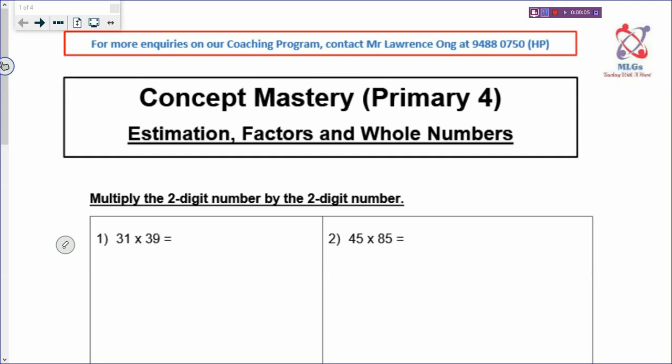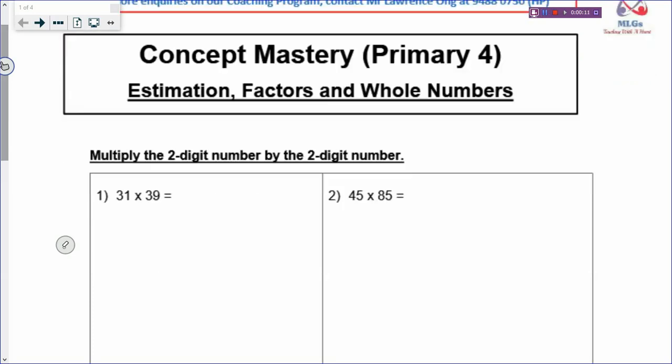Today we are going to look at estimation, factors, and whole numbers. So it'll be an easy lesson. We're going to spend time to slowly go through how to tackle each part of these concepts. So let's look at number one.